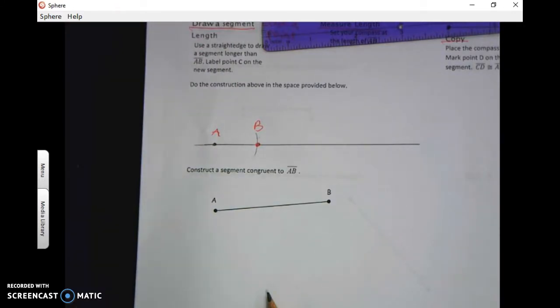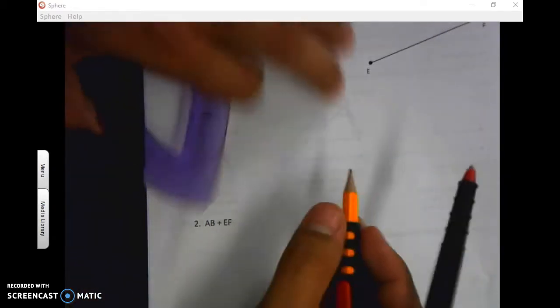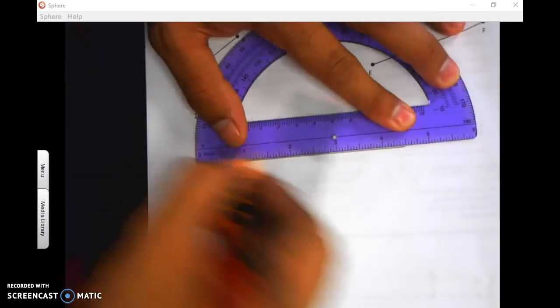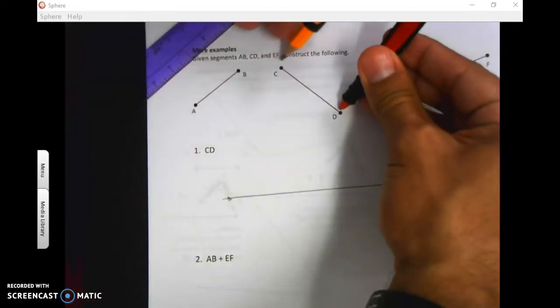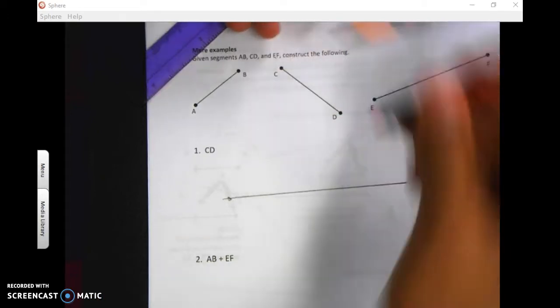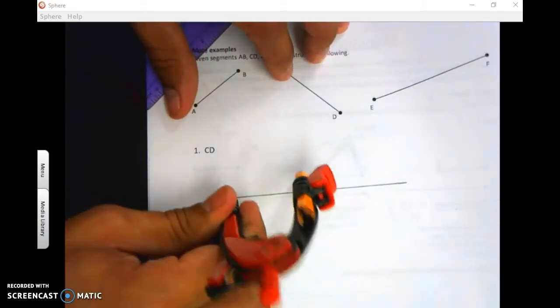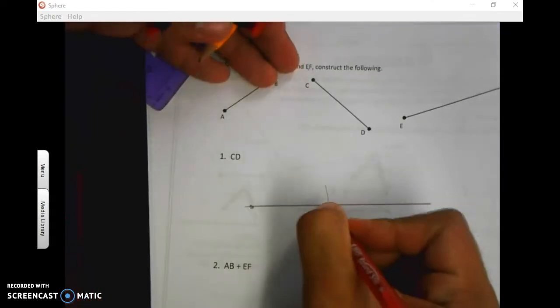You just add two segments together. Okay, so go ahead and try that now. I'm going to show these three fairly quickly. On number 1, CD. Once again, draw a long line, put a point. You want to measure from C to D like this, and then you just bring it down, make a little arc, and there is your new point.